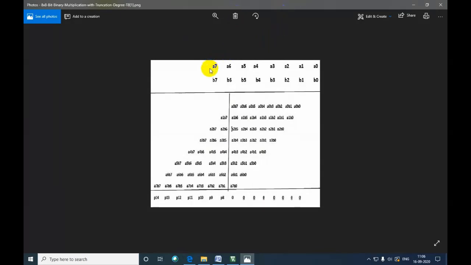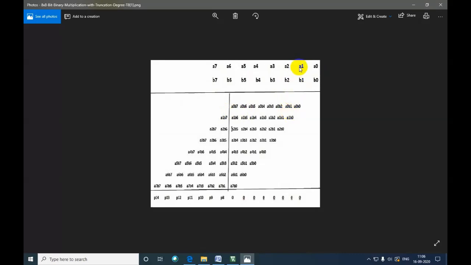Suppose the first number is composed of many bytes A0, A1, A2, A3, A4, A5, A6 and A7. Similarly, the second number is composed of bytes B0 to B7. How do we basically multiply? We multiply B0 and A0 and write that intermediate product here. Next, I will multiply A0 with B1, B2, B3, and so on till B7, and write the intermediate results.